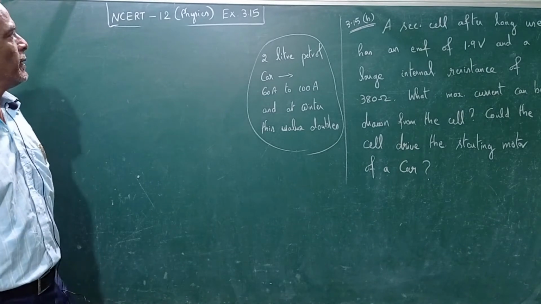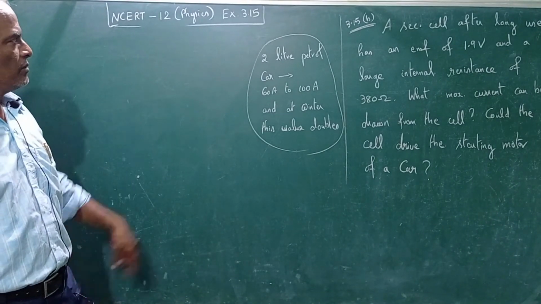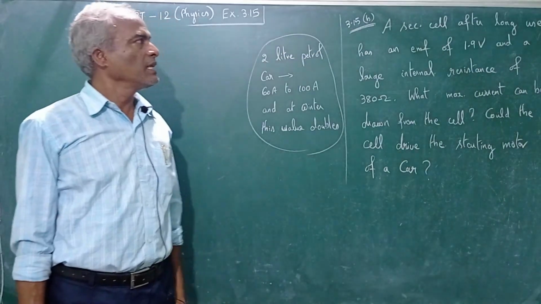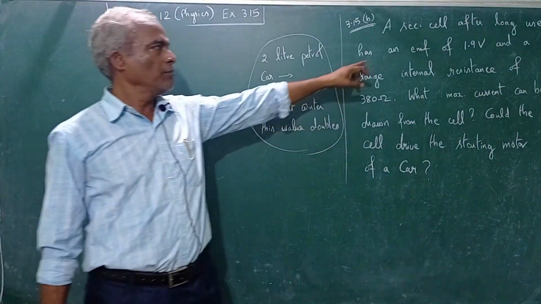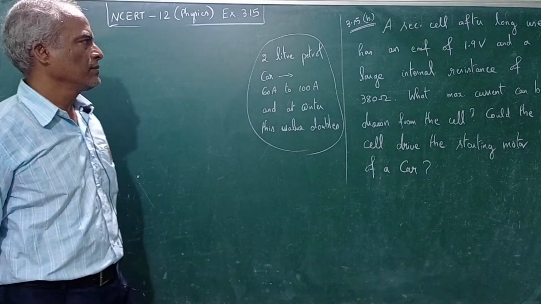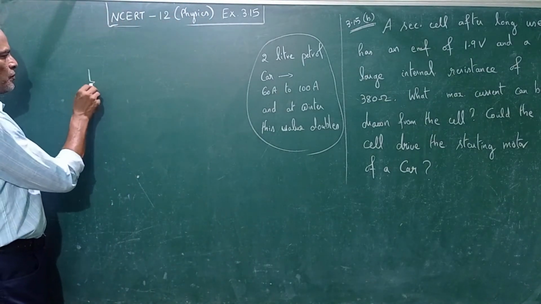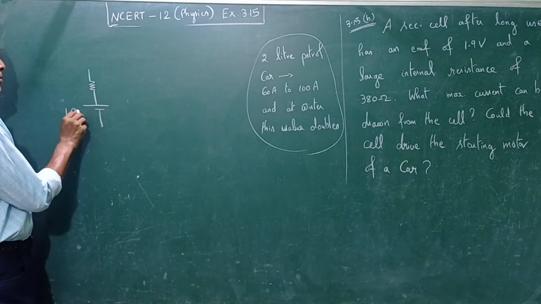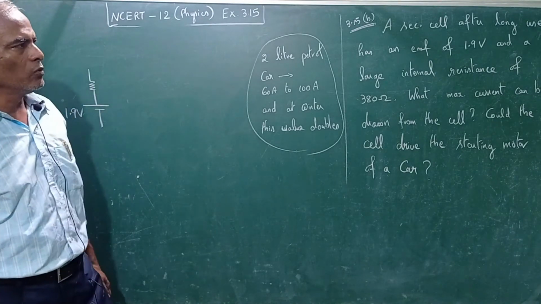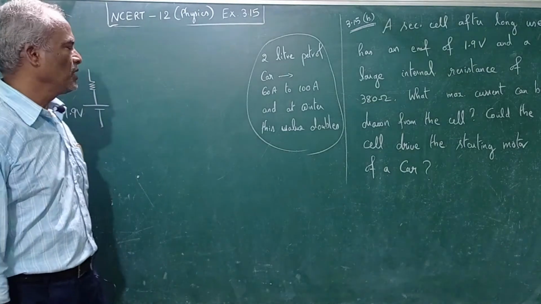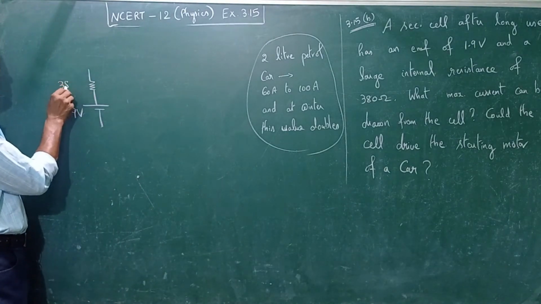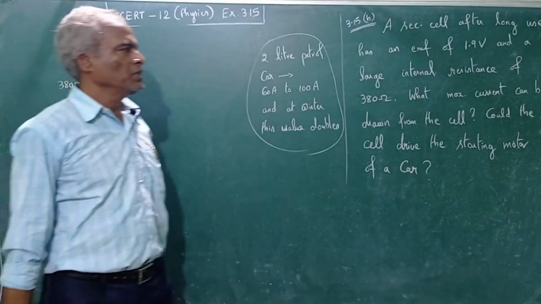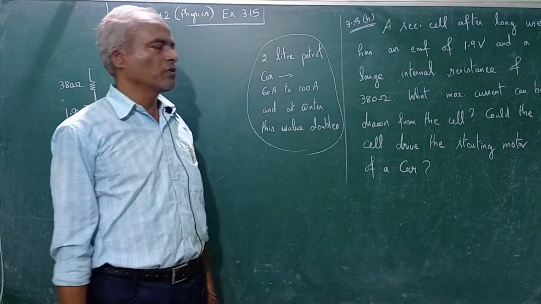So now we will see exercise problem 3.15b. A secondary cell after long use has an EMF of 1.9 volts. That means you have a secondary cell and the voltage is 1.9 volts and a large internal resistance of 380 ohms. So the internal resistance is 380 ohms. Now the question is, what maximum current can be drawn from the cell?